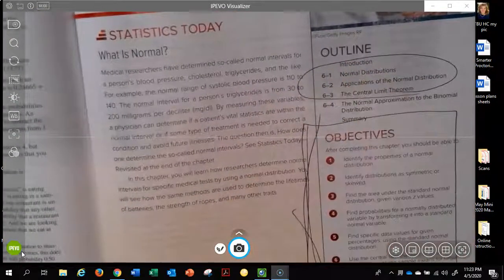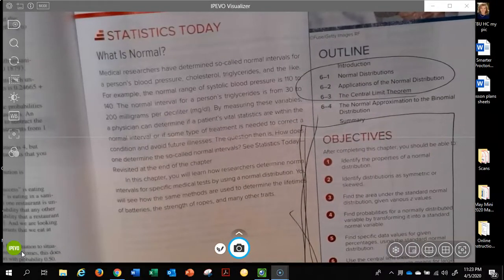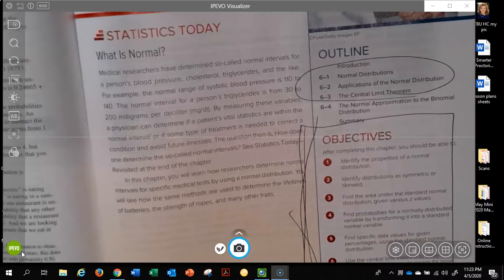And now it's your turn to go watch additional videos, work the additional examples, and then go do the homework in Connect Math for 6.1.